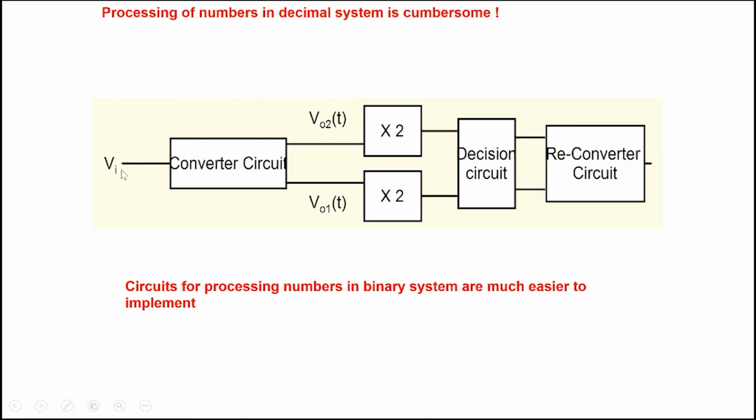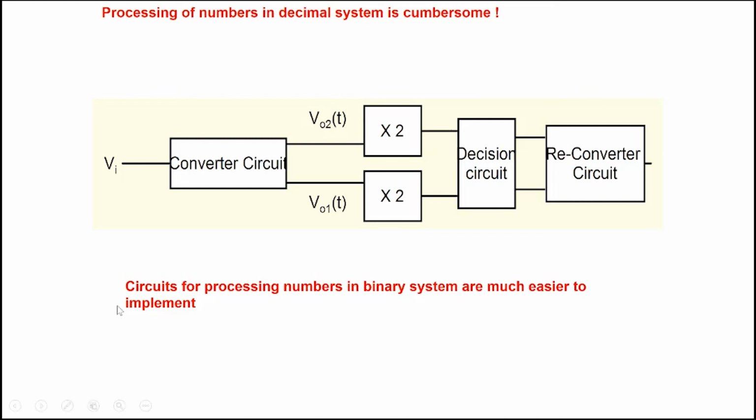You take an analog signal, convert it into 2 digits, and then you multiply them together, and then you use a decision circuit and reconvert it. These kinds of circuits are harder to build when you work with decimal numbers. While we will see that they're much easier if we work with binary, because binary has just 2 values, 0 and 1, while in our decimal number we have to work with 10 digits, ranging from 0 to 9, and that makes the processing more difficult and cumbersome, and we lose some of the advantages of working in the digital domain.